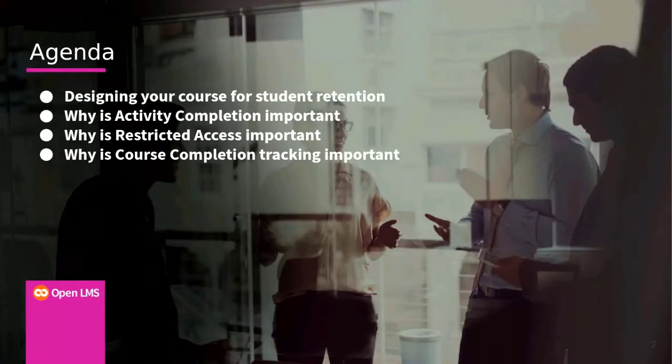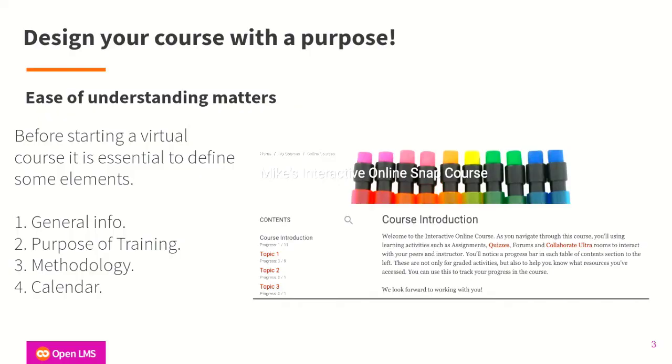What we like to say is, the general idea here is the more a student is engaged in the course, the more likely they are to enjoy it. There's been a lot of research and testing done that we've seen this. The idea is that completion tracking and restricted access are two tools that you can use to set up a great online course. With that being said, that takes me to the next slide, talking about designing your course with a purpose.